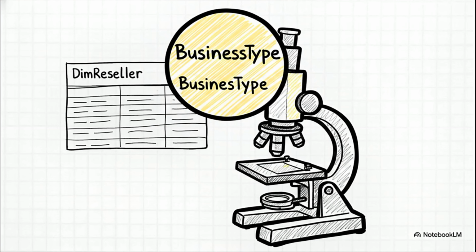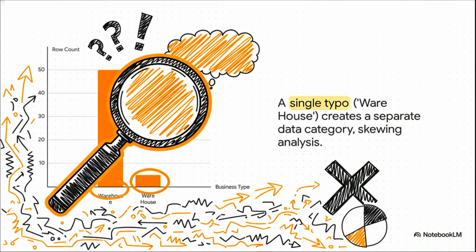The investigation is not over yet. We've got our first clue on the board, the missing positions. Now, we're moving on to the next piece of evidence, the dim reseller table. And we're going to put its business types column under the microscope. Aha, and there it is, a visual confession.